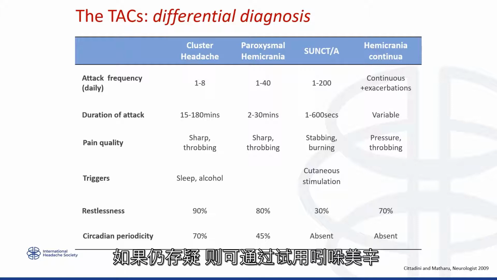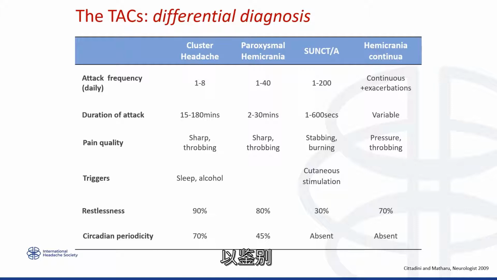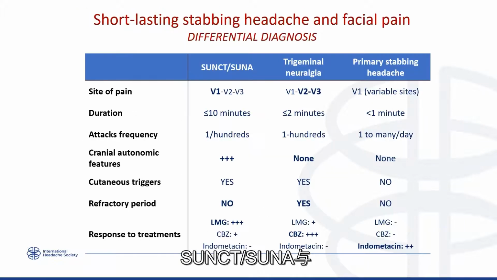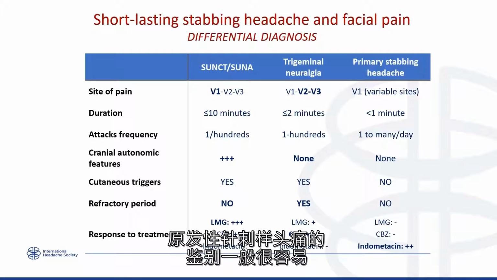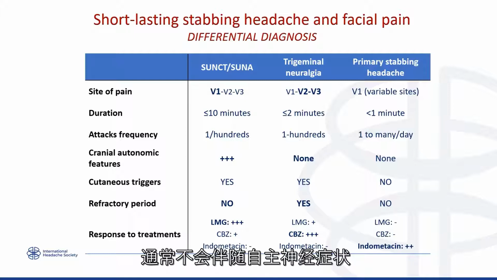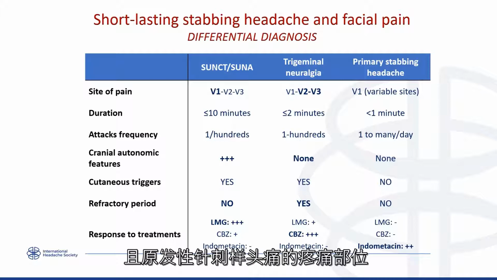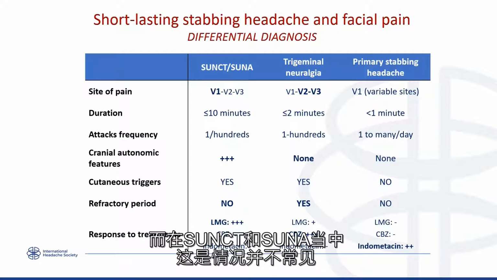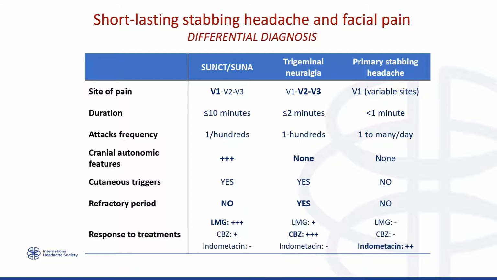If any doubts persist, then a negative indomethacin trial will always exclude indomethacin-responsive headaches such as hemicrania continua or paroxysmal hemicrania. The differential diagnosis between SUNCT and SUNA and primary stabbing headache is generally easy, given that the latter condition is not normally associated with cranial autonomic features and that the pain territories in primary stabbing headache normally vary within the trigeminal distribution, which is an unusual pattern in SUNCT and SUNA.